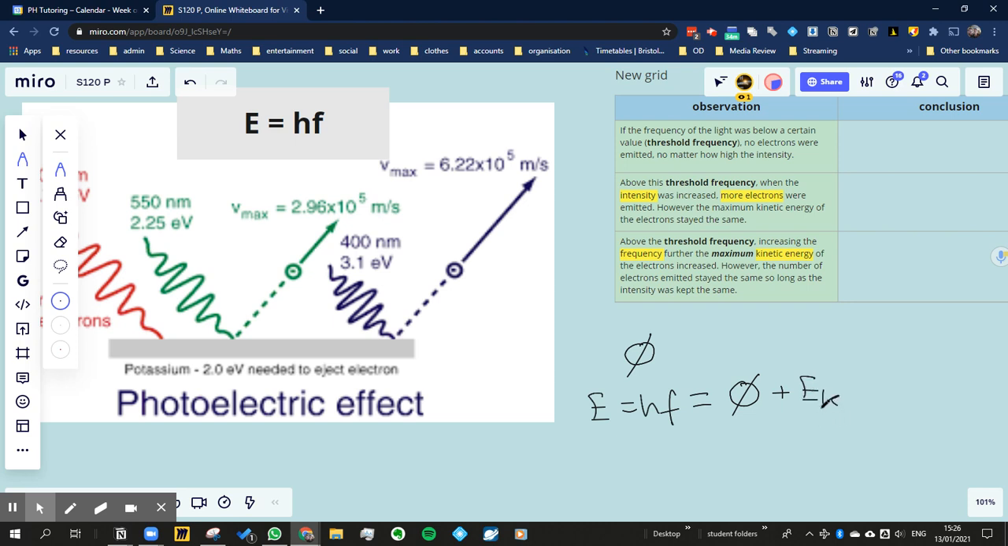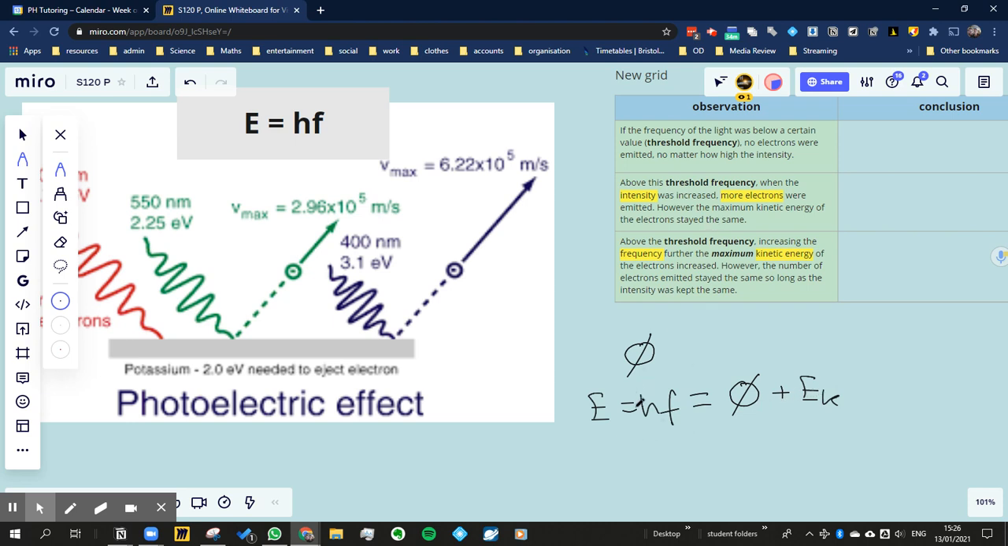So this now explains the third observation. Once you've given it enough to escape the metal, so more energy than the work function, then any leftover energy will be turned into kinetic energy. And so the more leftover energy, the more kinetic energy.